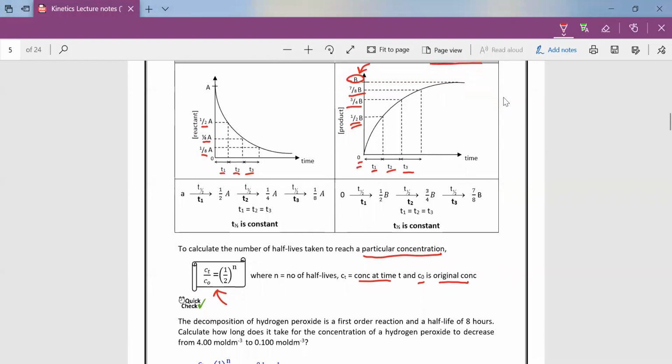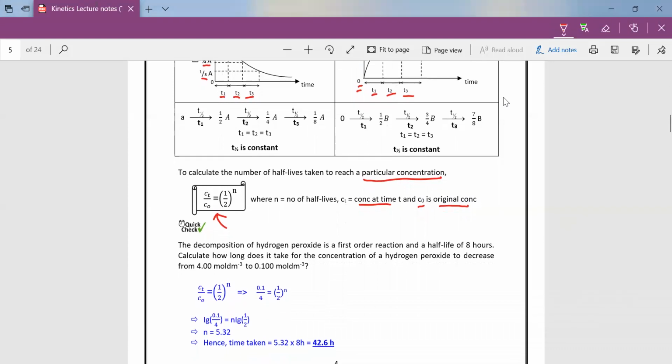Let's try out a quick check. They say that the decomposition of hydrogen peroxide is a first order reaction, and it has a half-life of 8 hours. How long does it take for the concentration of peroxide to decrease from 4 to 0.1? We're going to use this particular formula. We just plug in the figures, and you will notice that the number of half-lives is not a whole number. It does not have to be.